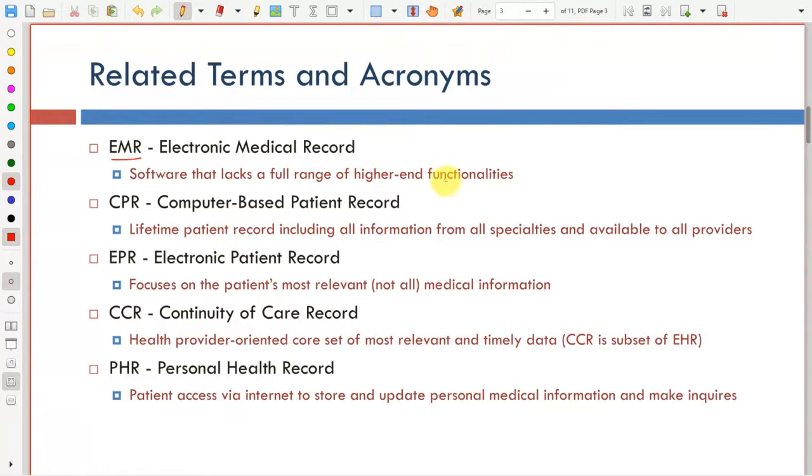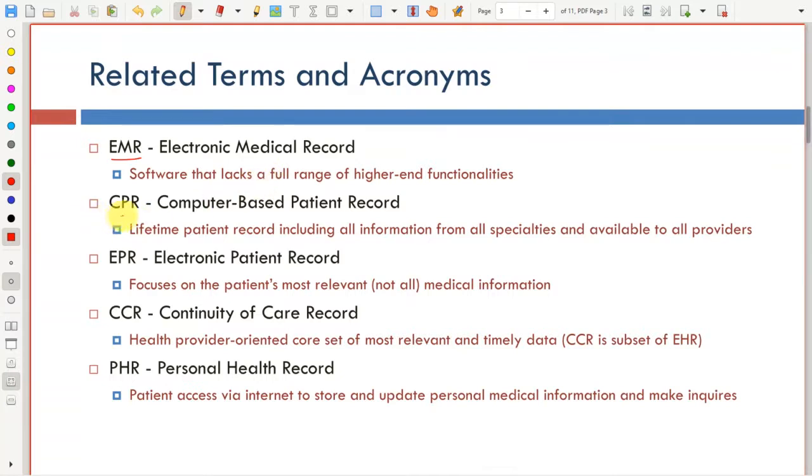But this is like a reason why there is an EMR terminology, but sometimes EMR means exactly EHR, okay? So basic EMR is like a basic version of the EHR, okay? But sometimes EMR can be upgraded to be just like EHR.